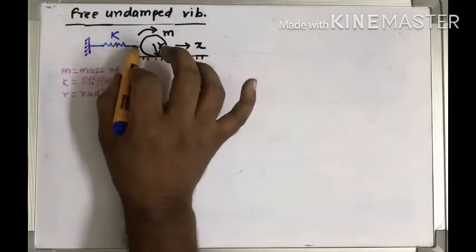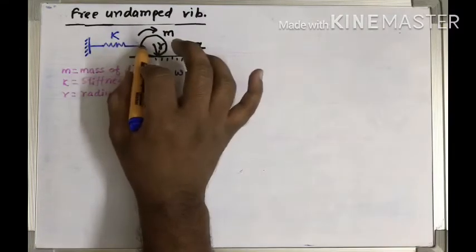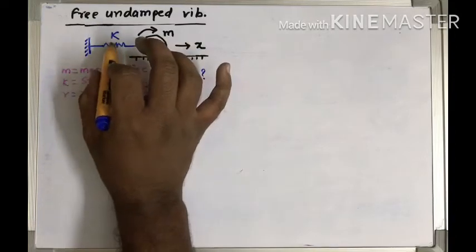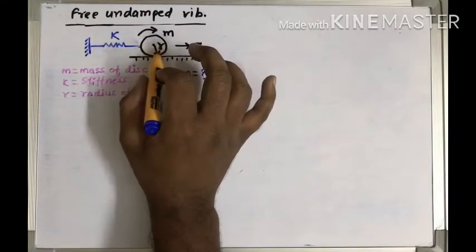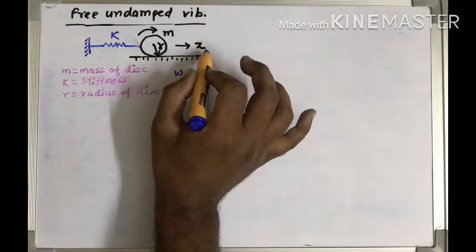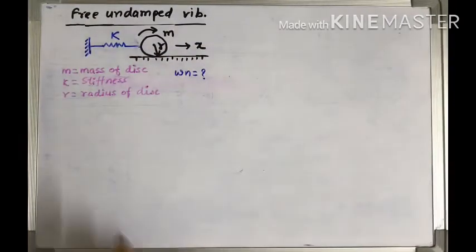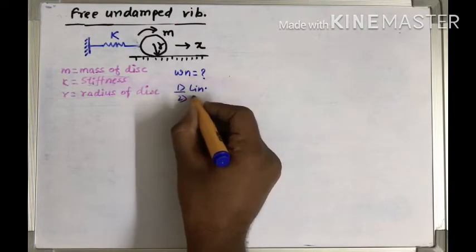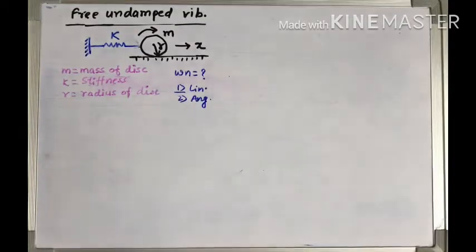There is a spring. A disc is attached with a spring, having mass m and radius r, and the stiffness of the spring is k, and this disc is rolling and moving ahead in the x-axis direction. So clearly we can observe that there are two kinds of motion. One is linear and the second is angular motion. So it is very important to identify it. If we cannot identify the motion, definitely we will face problems while solving numericals of the vibration subject.